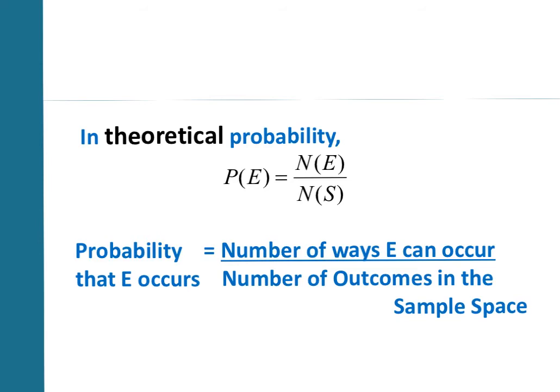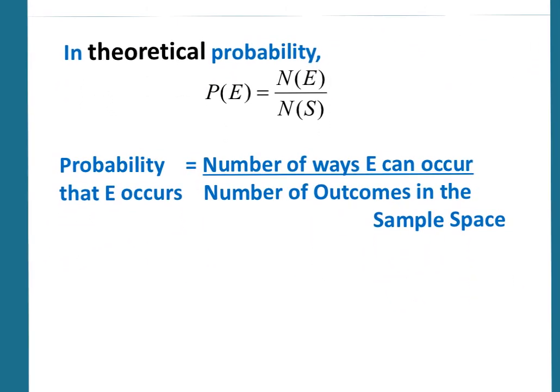Okay, so let's take a look at this. We're going to look at theoretical probability first. Okay, that's the probability that an event occurs. So you define your event and then think about the probability that it occurs. And the probability that an event occurs is represented by n with an E in parentheses over n with an S in parentheses, meaning the number of ways E can occur over the number of outcomes in the sample space.